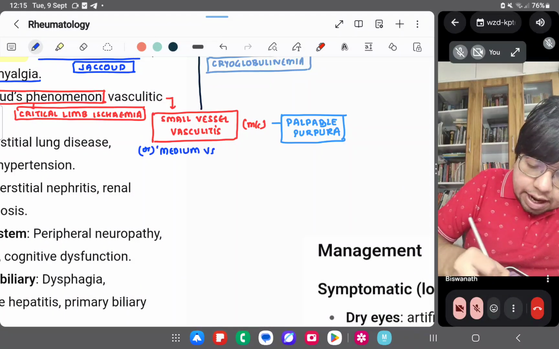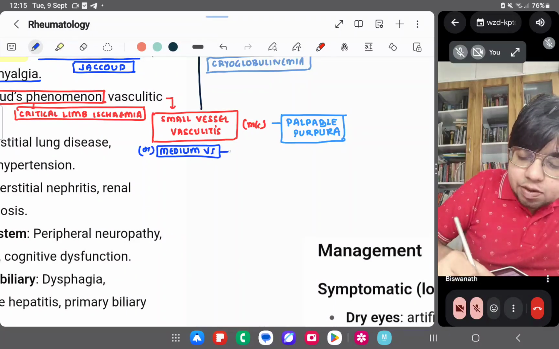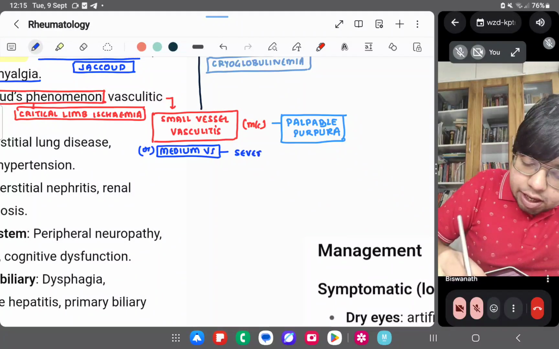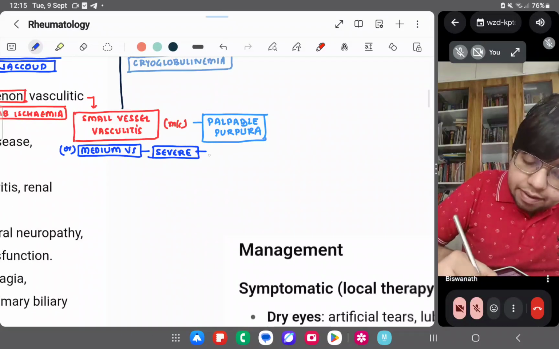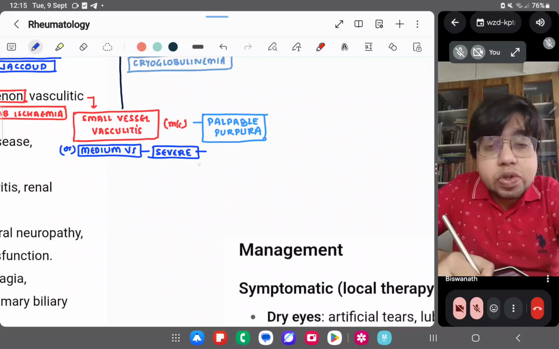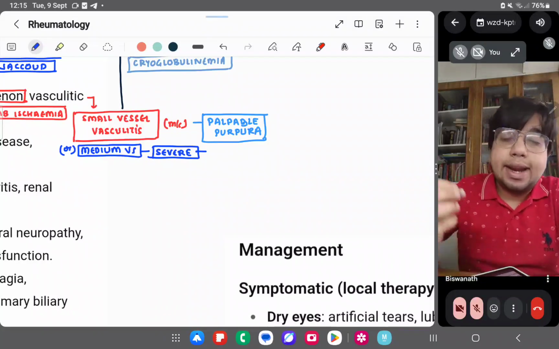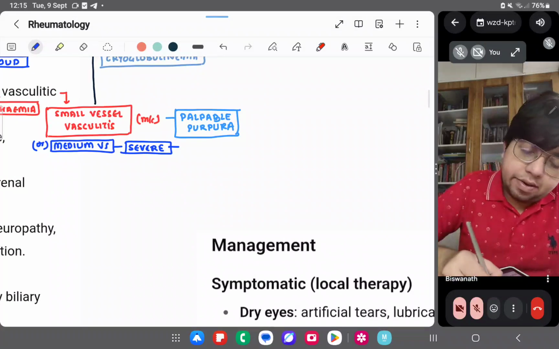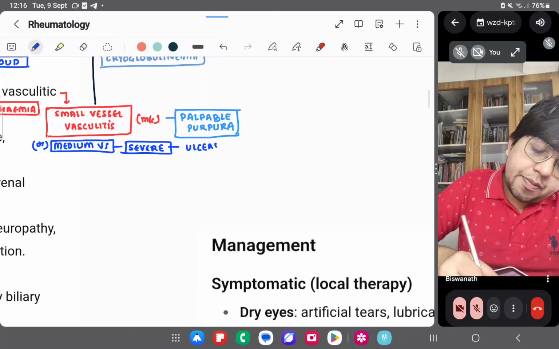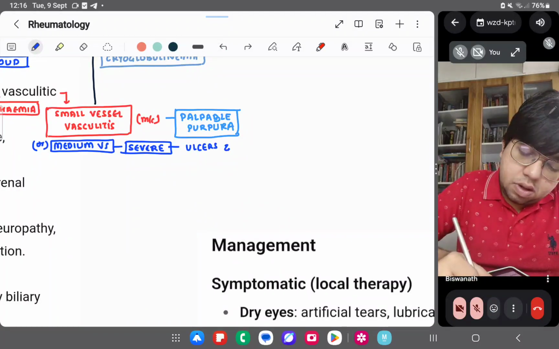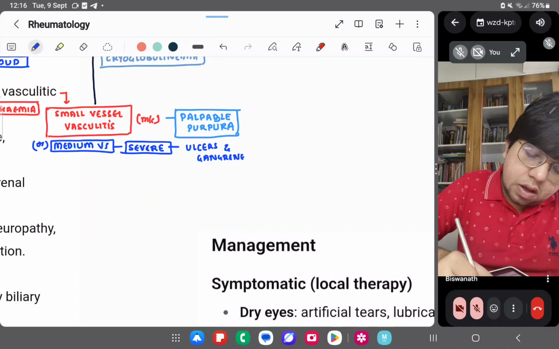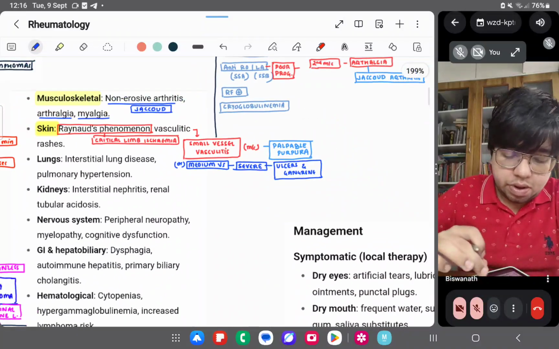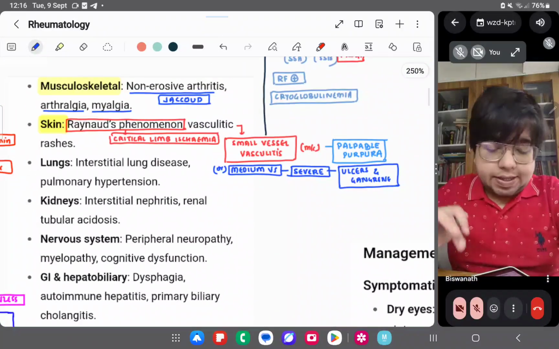I told you this medium vessel vasculitis is a severe one, and it is associated with other things. It is characterized by ulcers and gangrene. Ulcers and gangrene. Okay, this part is clear.